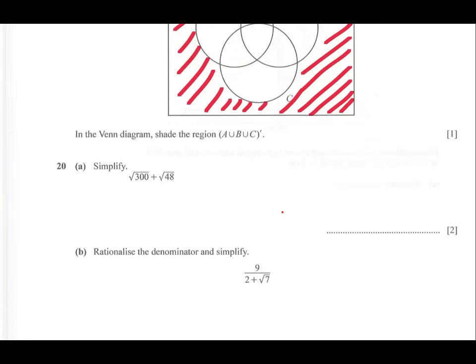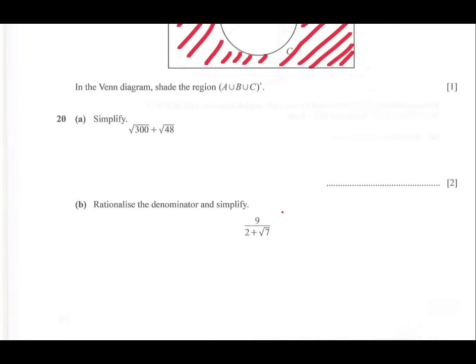Question 20 consists of 2 parts. It is talking about surds, a new topic in 2025. And of course, you have to be very good at solving these problems. Root 300 plus root 48. The easiest way is to factorize 300.